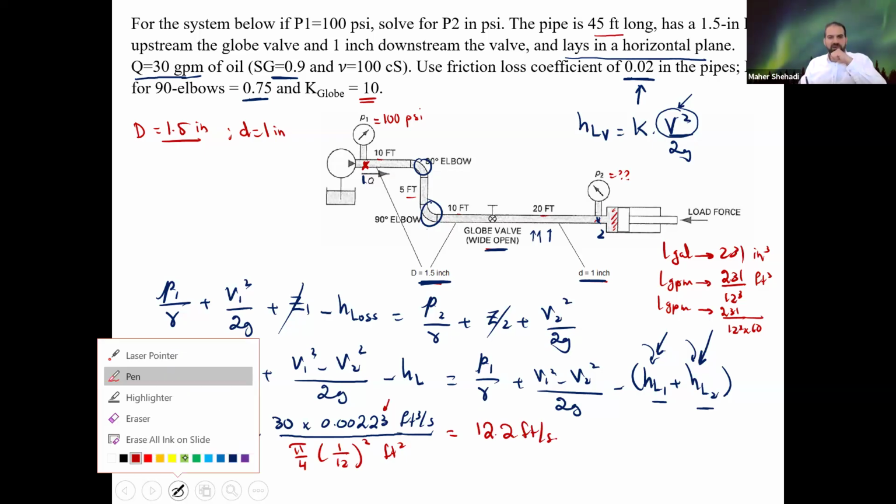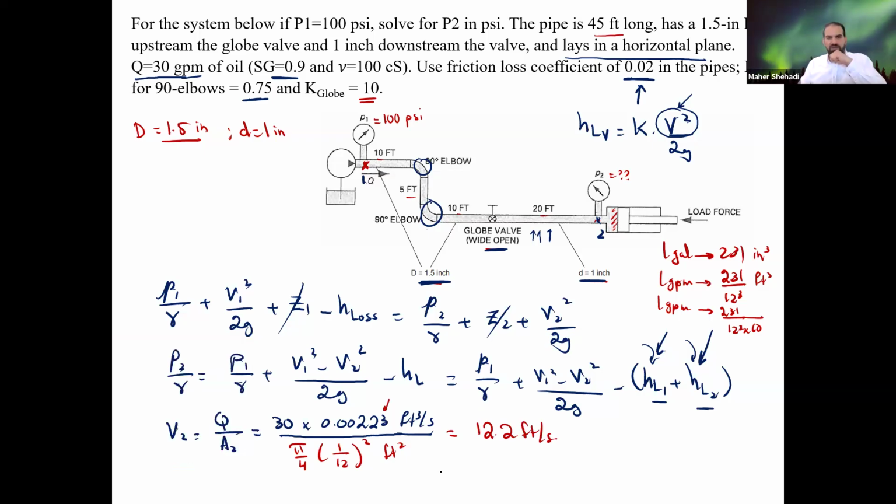We will do the same for the first section. So V1 is Q1 over A1. We'll only plug in here the 1.5 diameter, and I will get the velocity. It's 5.45. And as expected, V1 is less because the diameter is larger, so it should give me a smaller velocity.